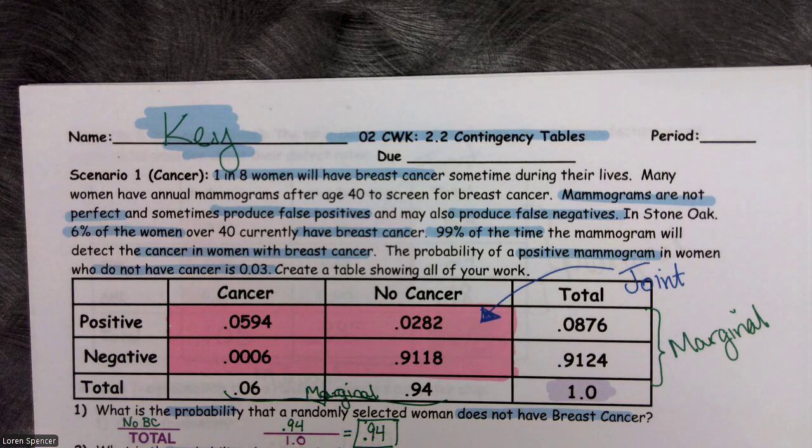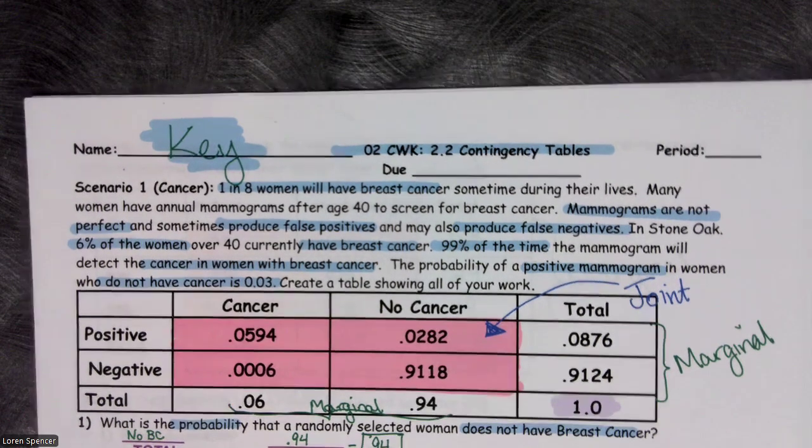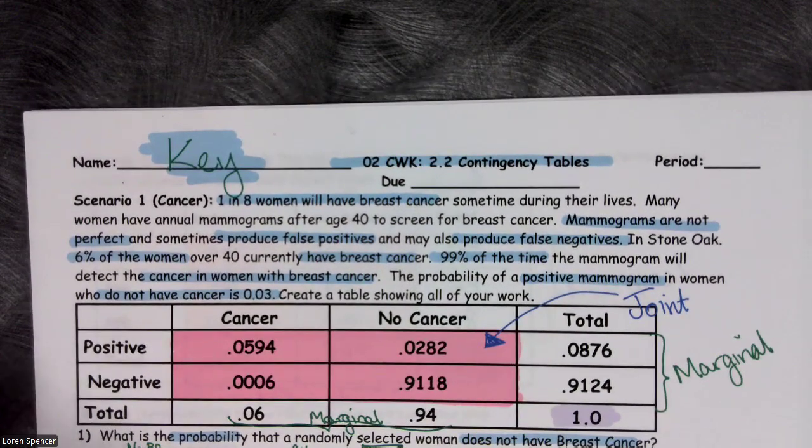In Stone Oak, 6% of women over 40 currently have breast cancer. 99% of the time, the mammogram will detect a cancer in women with breast cancer. The probability of a positive mammogram in women who do not have breast cancer is 0.03. Create a table showing all of your work. Well, at this point, the table's already been created for us. We don't need to worry about that, but let's look at a couple things.